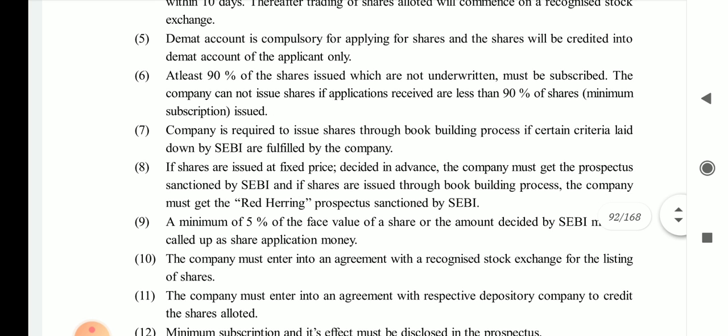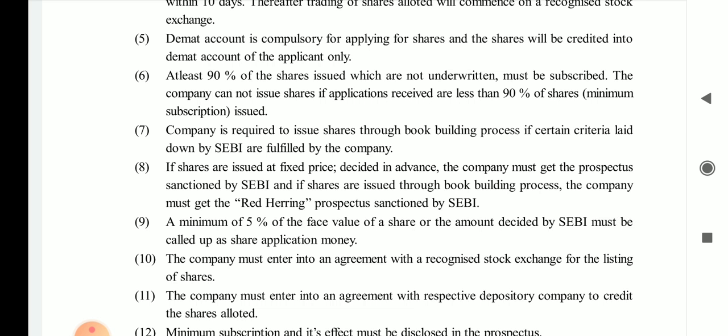A demat account is compulsory for applying for the share, and the share will be credited in the demat account of the applicant only. See, it is compulsory according to the Companies Act 2013 as well as SEBI's latest guideline of 1/1/2016 that every applicant who wants to purchase shares has to compulsorily open a demat account. Without a demat account, they will not purchase a single share.